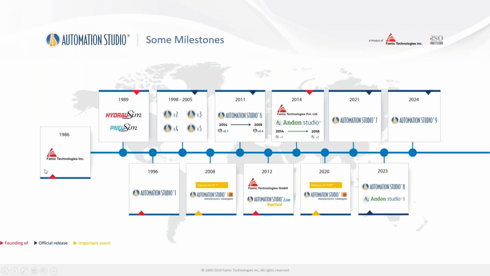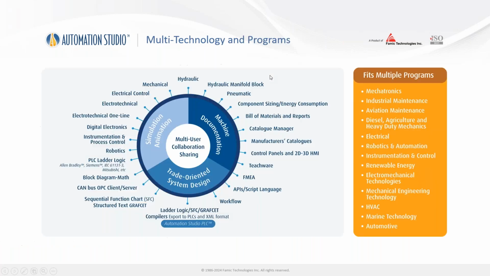Okay, so these are some milestones. In 1986, we were established. In 1989, we launched HydroSim and NumaSim. In 1996, we combined these two to form Automation Studio, and we have continued in this way. Recently in 2020, we completed our 100th manufacturer catalog, and in 2024, we launched Automation Studio 9. Basically, Automation Studio is a multi-technology, multi-program tool, and we are covering almost everything.